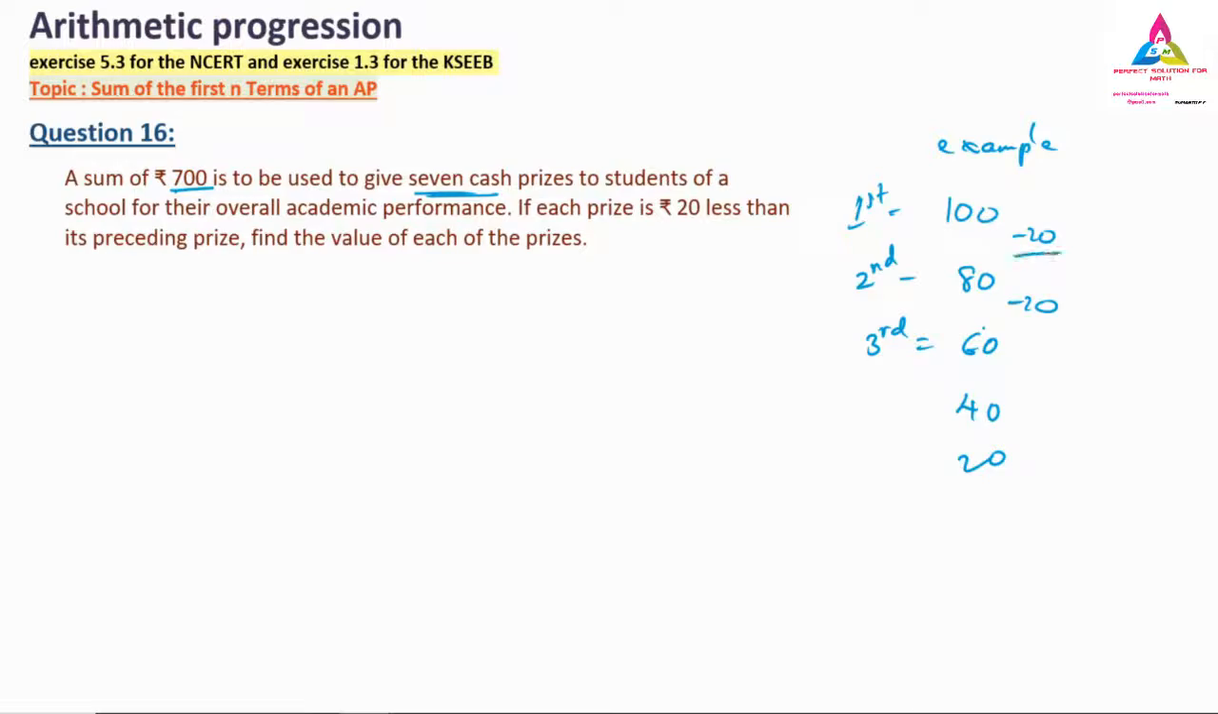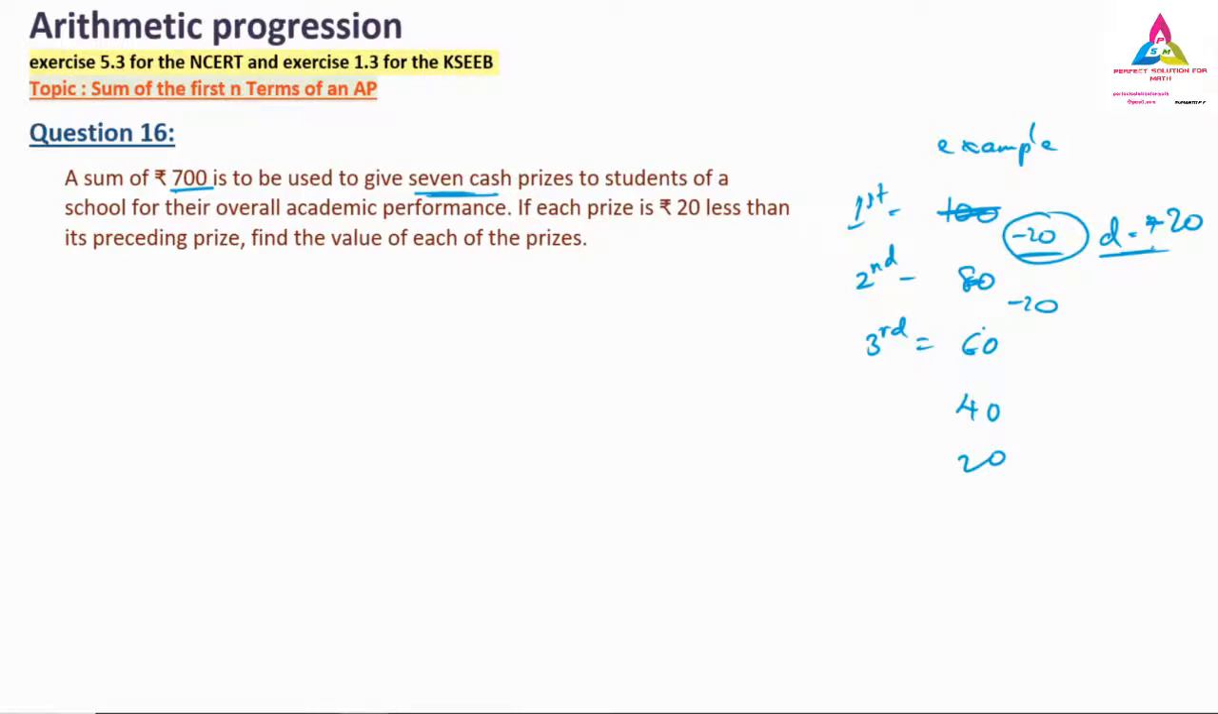This minus 20 is nothing but the difference between the two prizes. So minus 20 will become the D value. Understood? And the first prize we don't know. I have taken 100 for example purpose, but they have not given this 100 rupees or 80 rupees. So what the first prize will be, that is only what they have given to find.